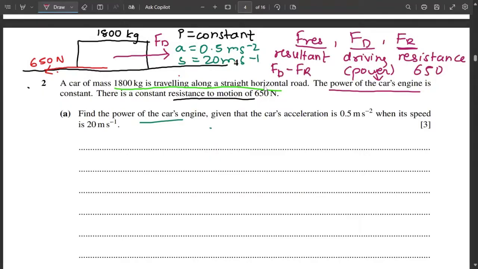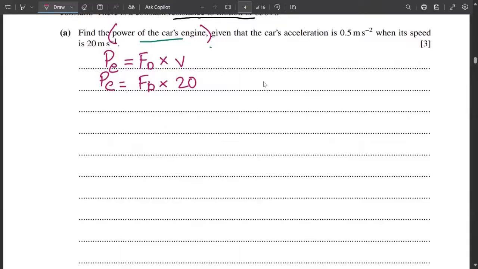Okay, so we'll move ahead. The power of the car engine. Okay, this is done. So what you have to do is find the power of the car engine. The power of the engine is equal to the driving force of the engine, which is FD, into velocity. So the power of the engine will be driving force, which we don't know, into velocity, which is 20 meter per second. Now, can we find FD?